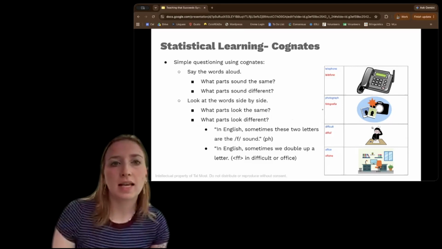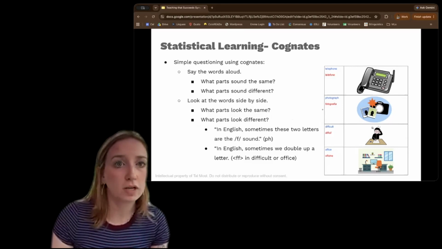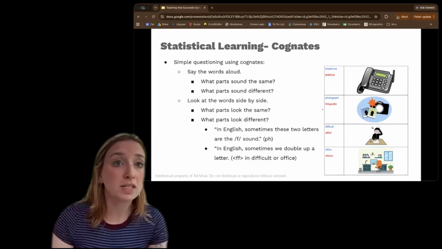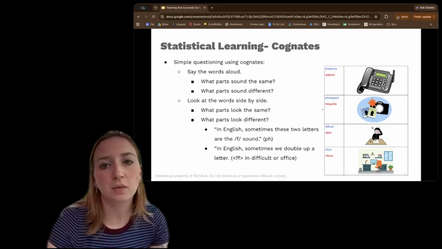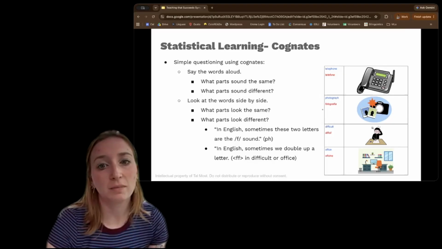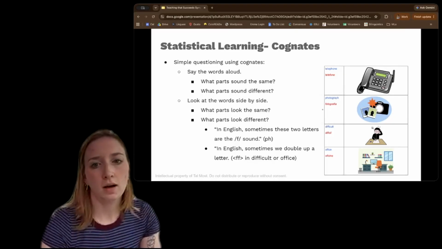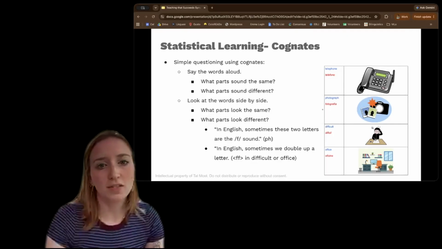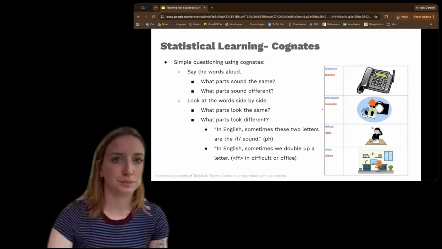And then I can say, in very simple and concise language, sometimes two letters represent the F, or sometimes we double in English, which is not something that occurs in Spanish. Thinking about a word like difficult, where it appears very similar, but we do need to double that letter F. Or the same with office, or how we use PH to represent F in a word like photograph.